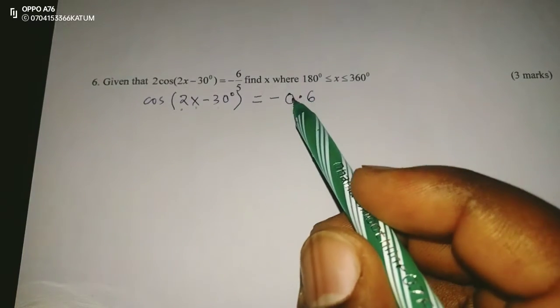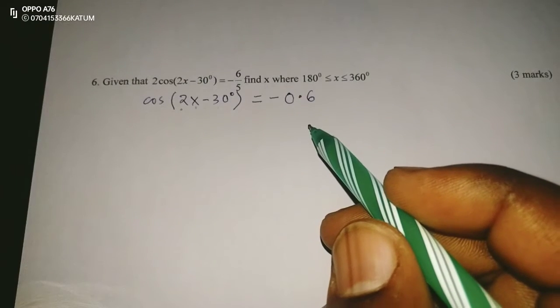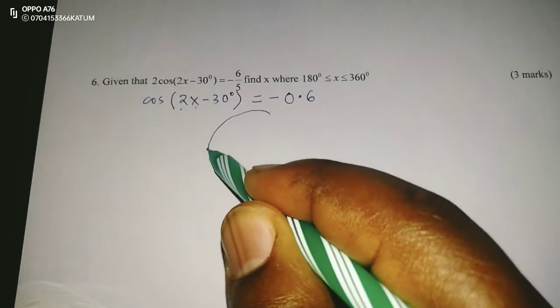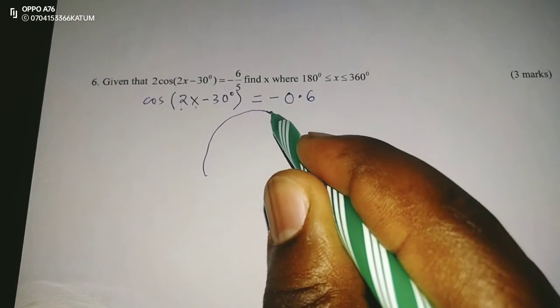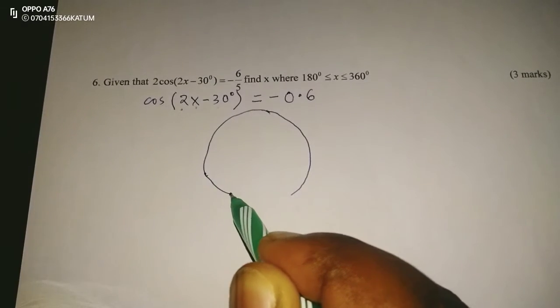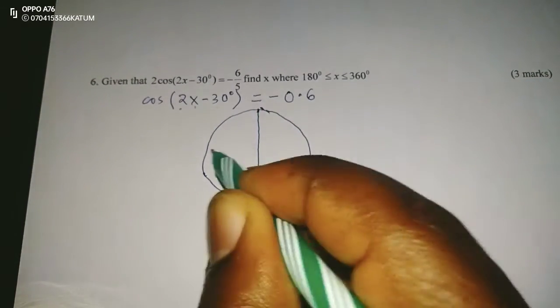Now, according to the nature of this value of the cosine, it indicates that 2x minus 30 degrees is an angle whose cosine is negative. And we are going to use what we call the unit circle so that we may know where this angle is going to lie, or in which quadrant the angle is going to lie.